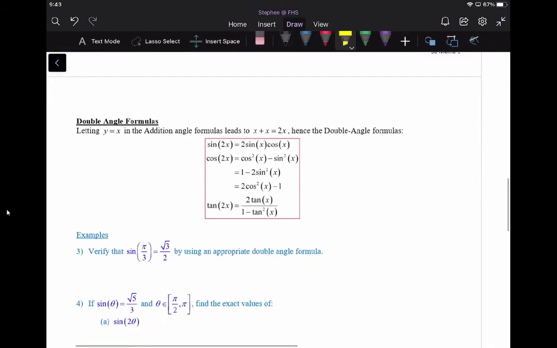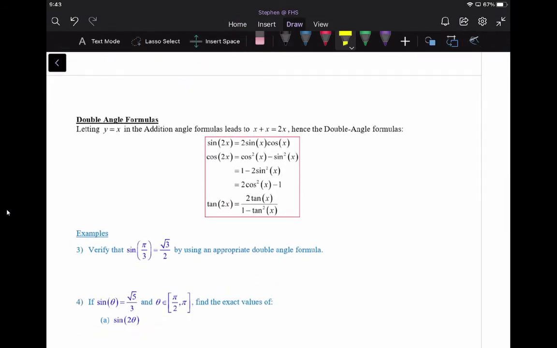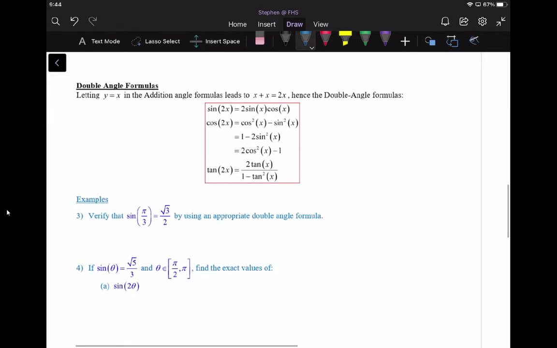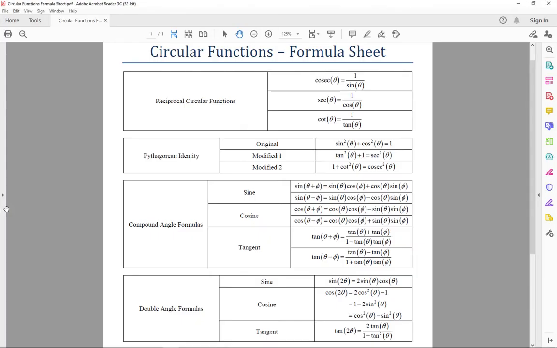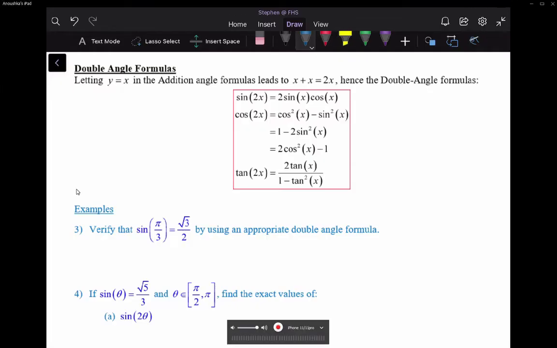Okay, so now let's look at some double angle formulas. These ones are a bit different in the sense that instead of looking at addition or subtraction, we're just looking at an angle being doubled. And there's one for sine, cos, and tan respectively. Here are the double angle formulas. As you can see, they are on the formula sheet as well at the very bottom of it. So of course you can refer to the formula sheet when you need to access double angle formulas as well.